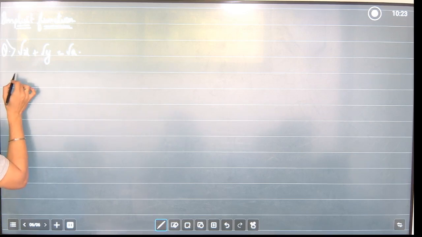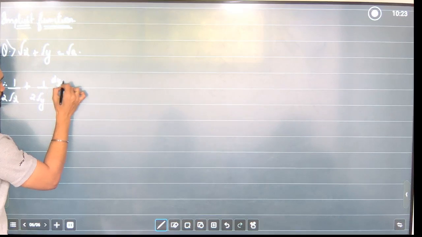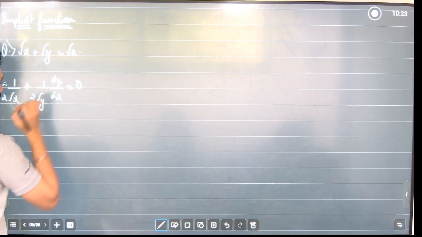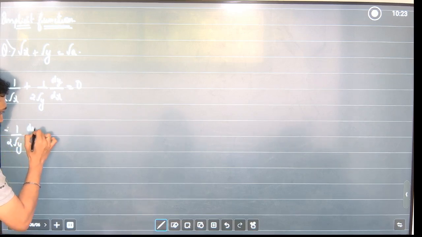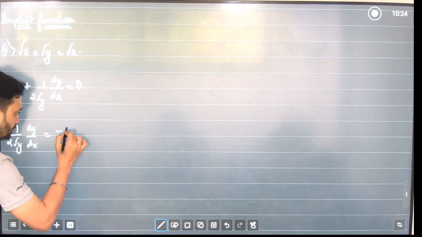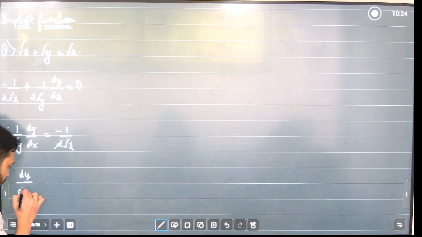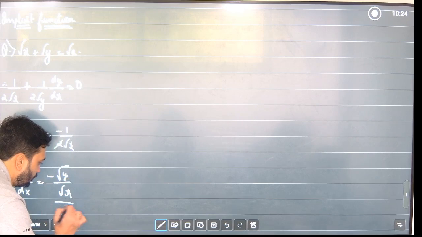So what I'm supposed to do is directly differentiate this. Therefore, root x will become 1 upon 2 root x. As you know, root y will become 1 upon 2 root y into dy by dx. And since root a is a constant, it will become 0. Ultimately I have to find dy by dx, so I'll write 1 upon 2 root y dy by dx is equal to minus 1 upon 2 root x. This 2 and this 2 get eliminated. Therefore, dy by dx is minus under root of y upon under root of x.